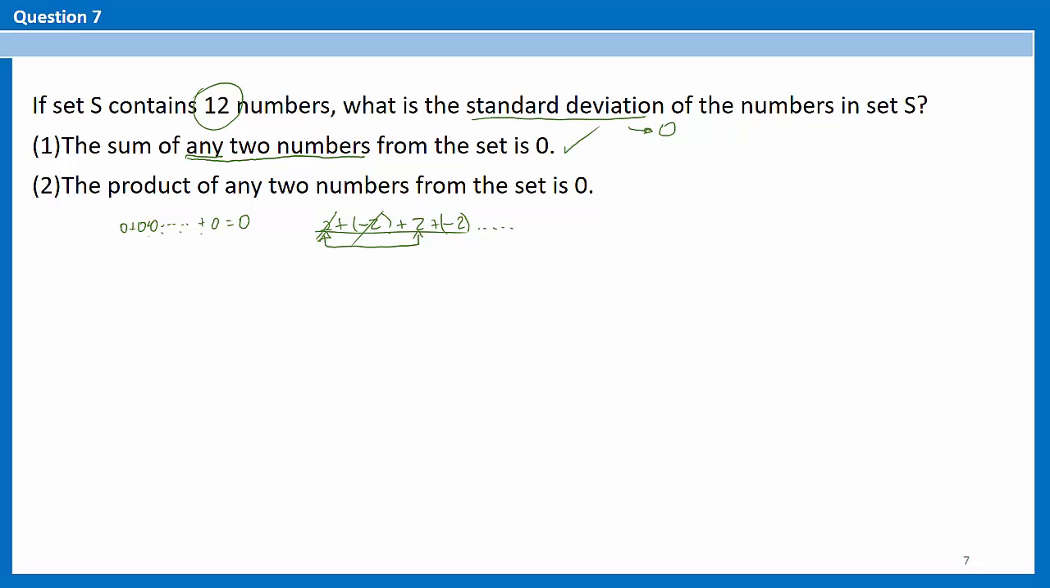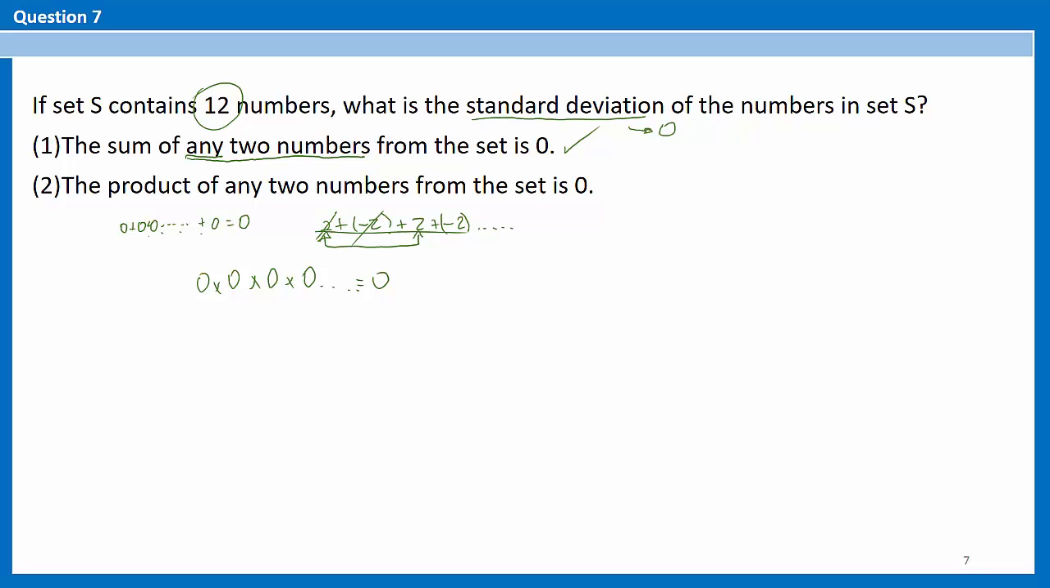Okay, statement number 2 says the product of any two numbers from the set is 0. Okay, now there's a subtle change here. The product. You might be thinking, well, it must happen the same way as in statement 1. All the numbers must be 0 because 0 times 0 times 0 times 0 is 0. Okay, and well, you cannot use a number and its negative because the product is not 0.